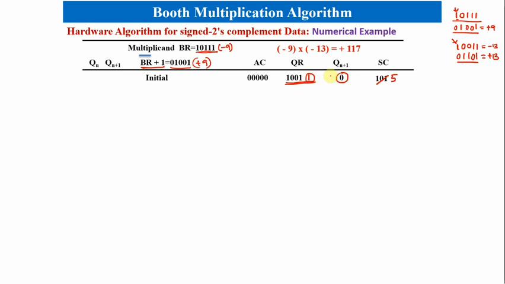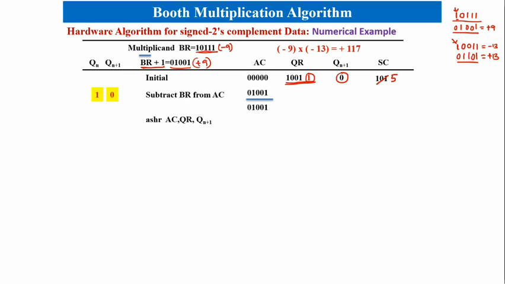Qn is 1 and Qn plus 1 is 0. Whenever it is 1, 0, it has to perform a subtraction of the multiplicand from the partial product. How do you perform a subtraction? Using addition. The multiplicand is minus 9, so subtracting it means minus of minus 9 becomes plus 9. Simply add the partial product with the complement of the multiplicand, which is plus 9. So you will get 01001.